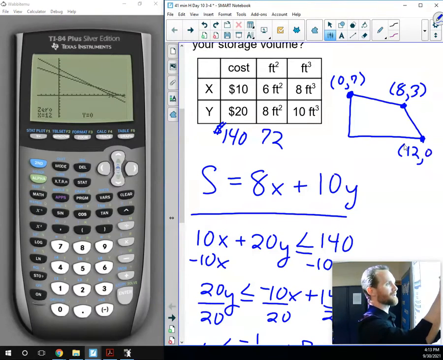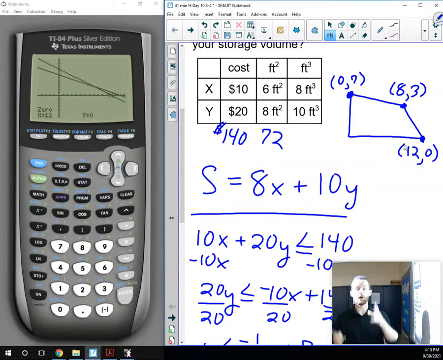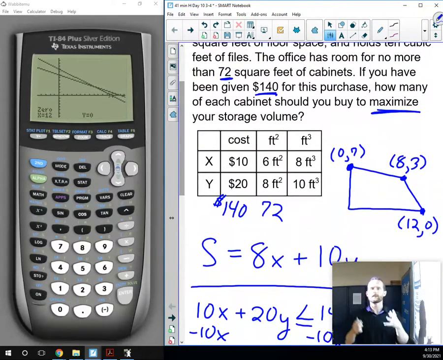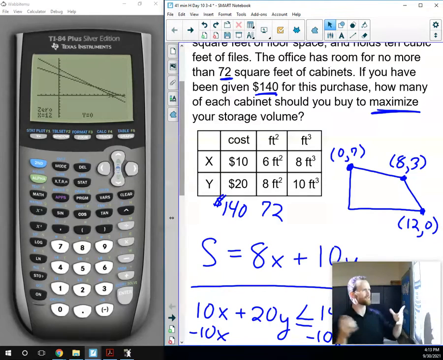12, 0. Right, now we've got our important points, because remember, like we learned in yesterday's video, the maximum or minimum value always comes from the vertices, or one of the vertices. If it's going to happen, it's going to happen at a vertex. So those are the points we need to check. Well, there's always a maximum or minimum value, but we have to check the vertices, the corners. That's what it comes down to.